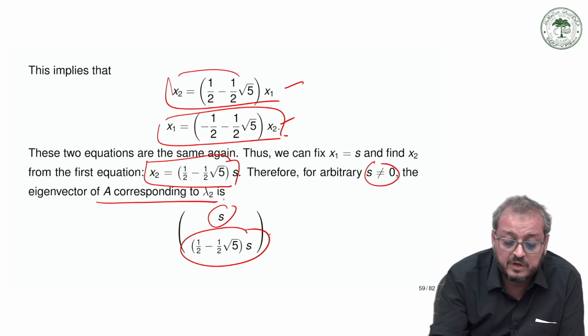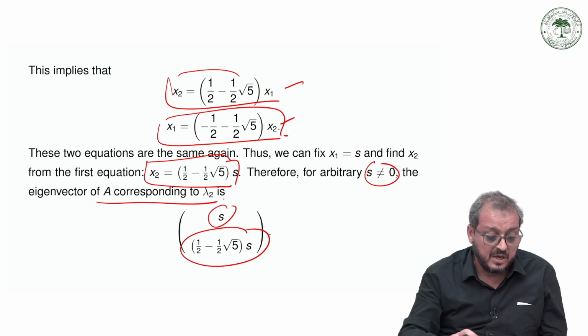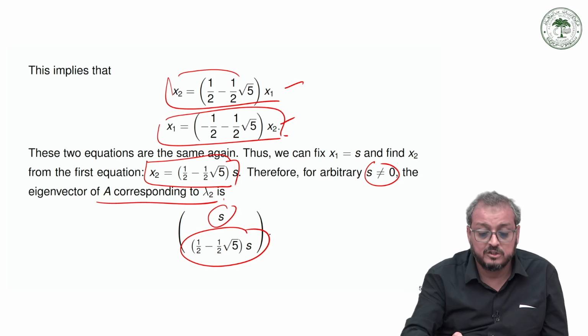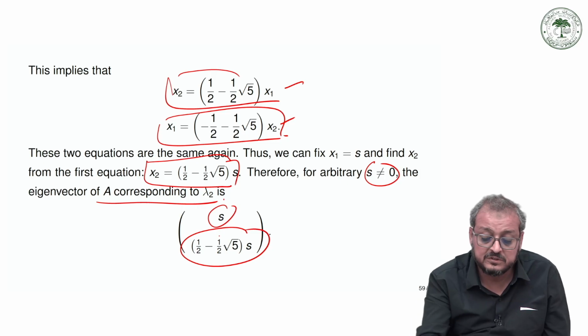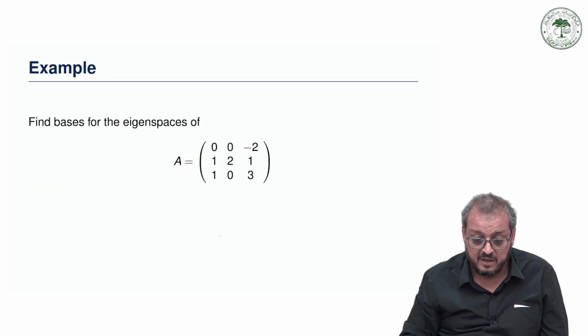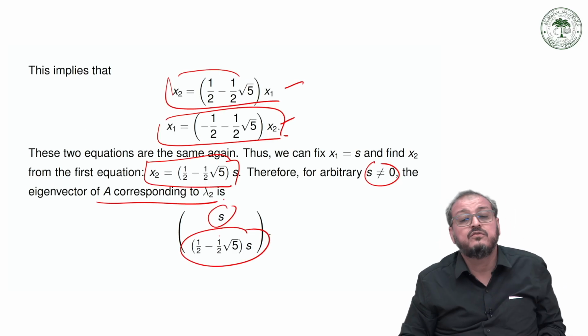So according to lambda 2, the eigenvector corresponding to lambda 2 for the eigenvalues is in this form, s into this, where s is any arbitrary value, and then we can just complete the solution of this problem.